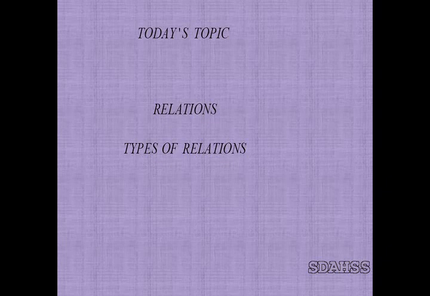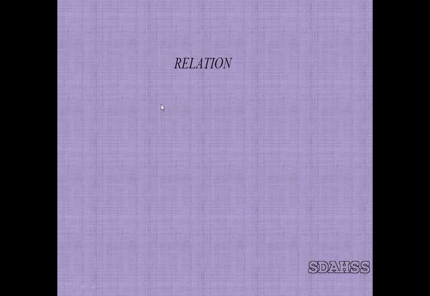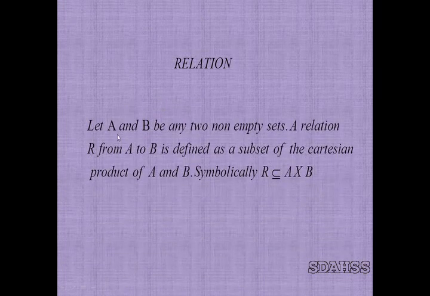Today let us discuss the topic relations and types of relation. Relation: let A and B be any two non-empty sets. A relation R from A to B is defined as a subset of the Cartesian product of A and B. Symbolically, R is a subset of A cross B.